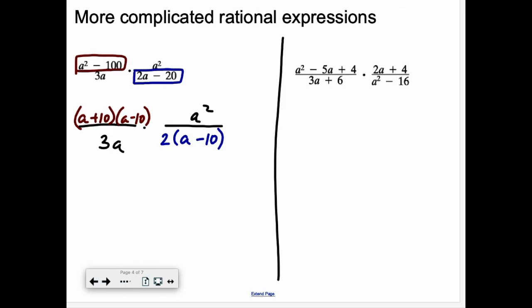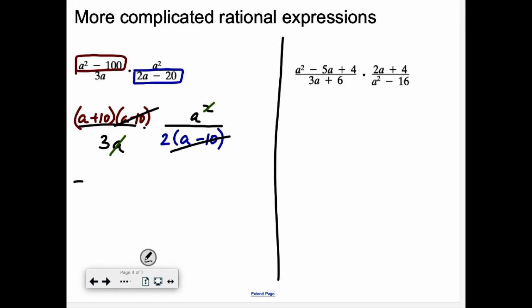Well, now I just want to cancel some stuff out. I have a minus 10 in both of these, so that cancels out. I have a in both of them. For instance, this a cancels out here. Remember, a squared is 2 a's, so I can just cancel them out. And then I have nothing else that can cancel.